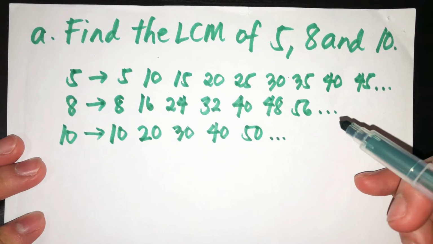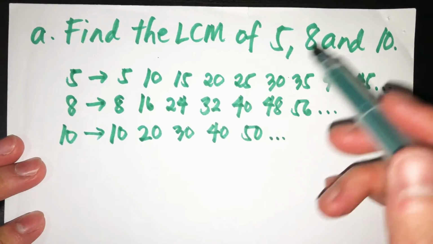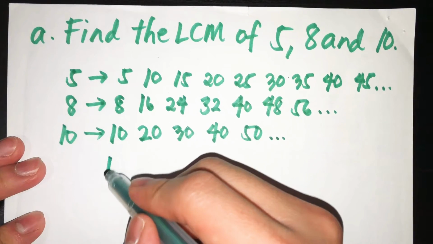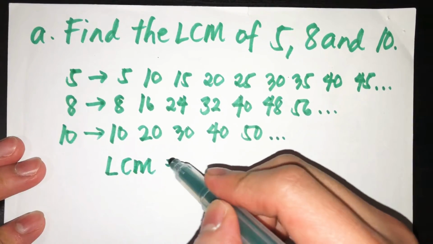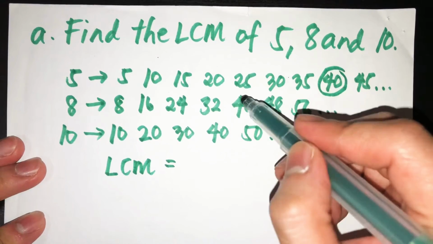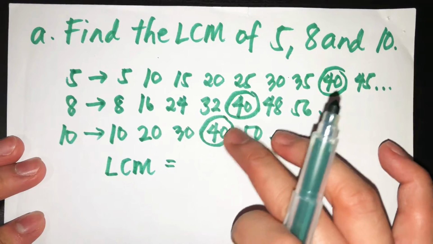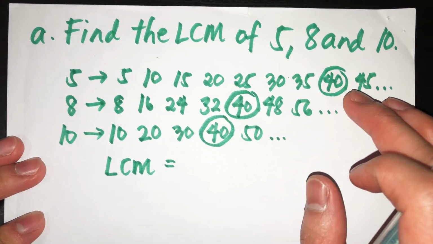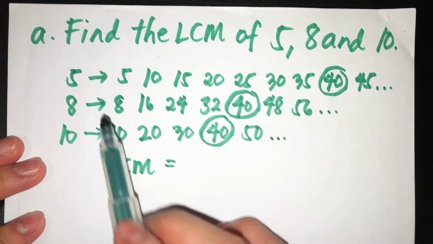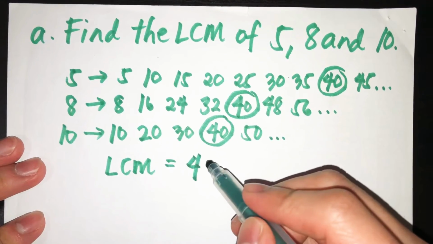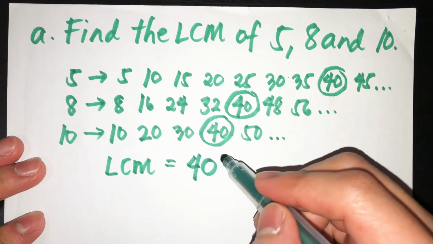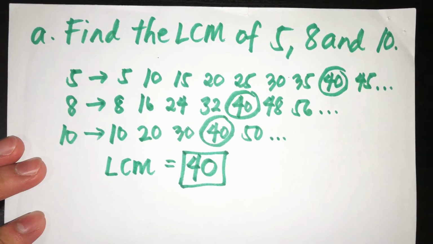Okay? Now, based on skip counting, we can see that the LCM now is equal to this, because this number is the common multiple of these. So, the LCM is 40, okay? But how can we get the LCM of 5, 8, and 10 using the prime factors, okay?